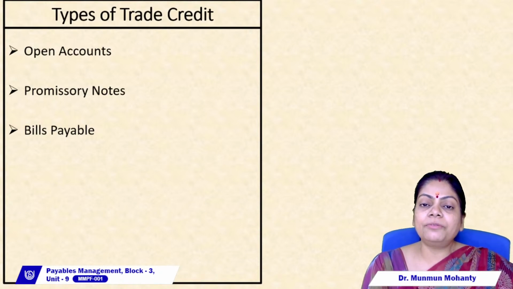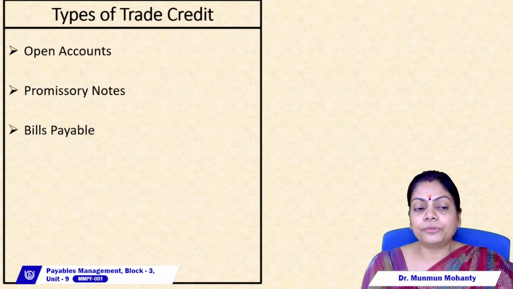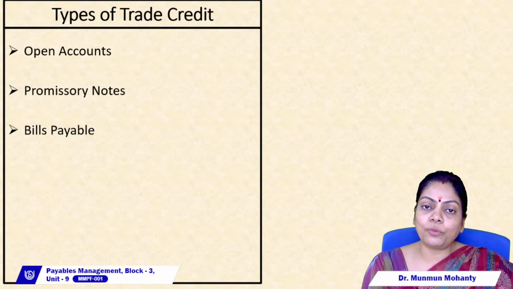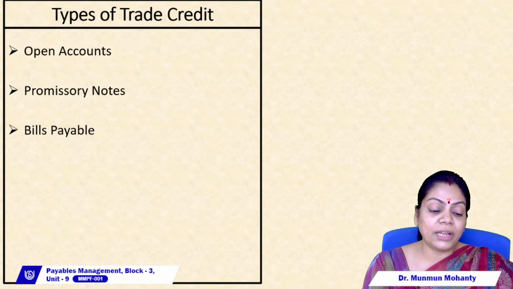you have to talk about the promissory notes or the bills payable. In fact, bills payable is a very good mechanism of having spontaneous finance and then automatically discounting with the bank. That's a very formal arrangement.